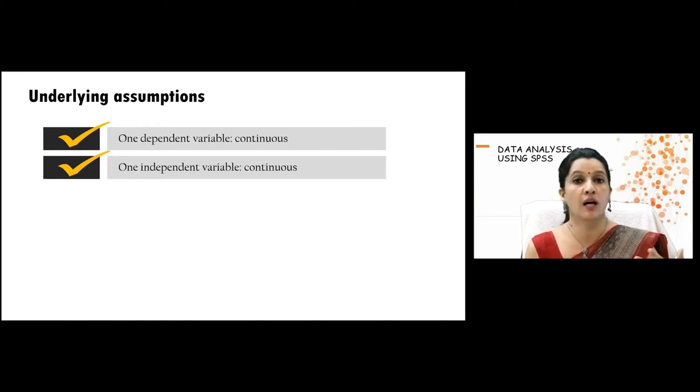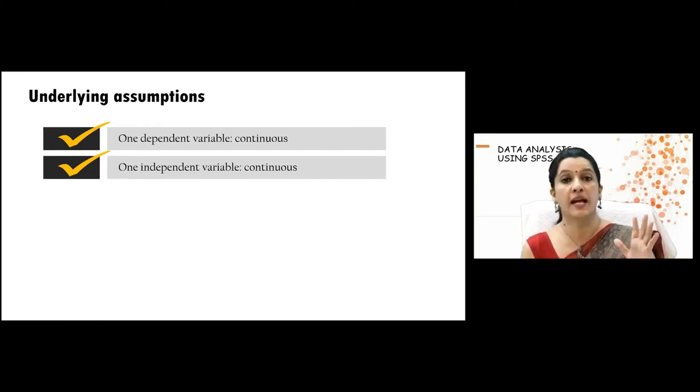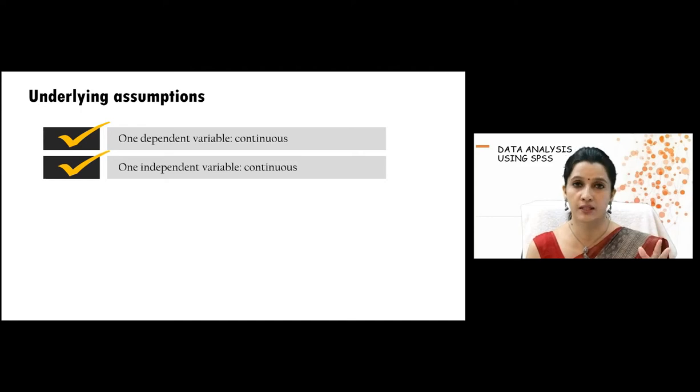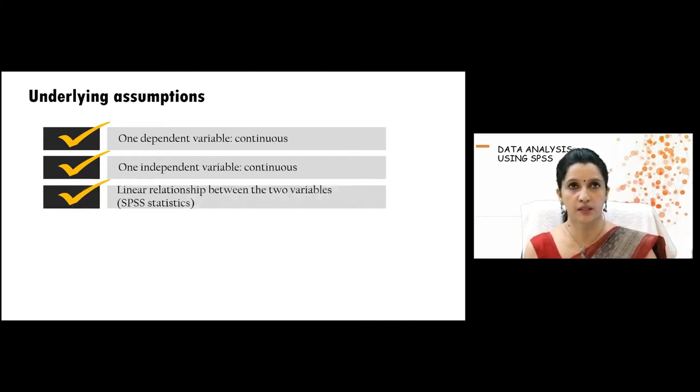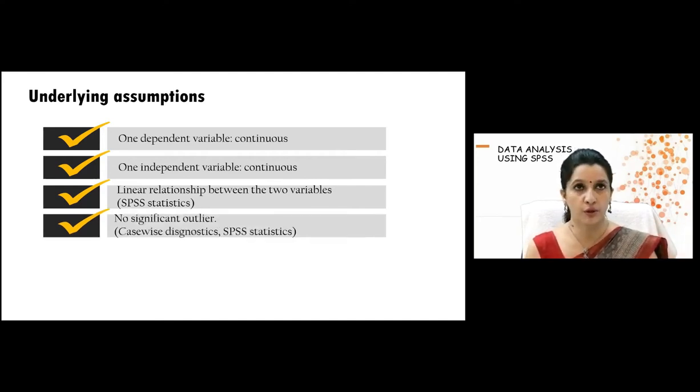There are 4 other assumptions which we test on the SPSS statistics. Before applying SPSS statistics, we cannot test for those assumptions, and it is necessary to report for these assumptions when you are writing your statistical analysis. So the third assumption is there should be a linear relationship between the two variables, that we did in the correlation also. There should be no significant outlier.